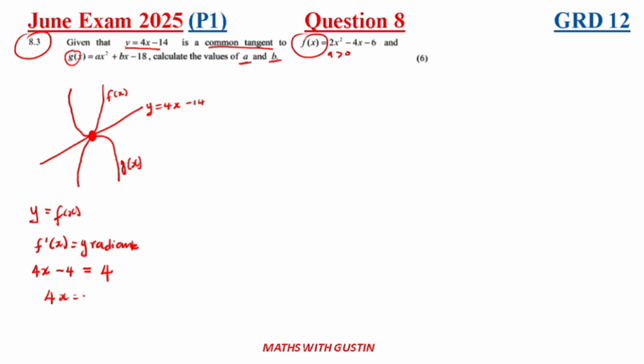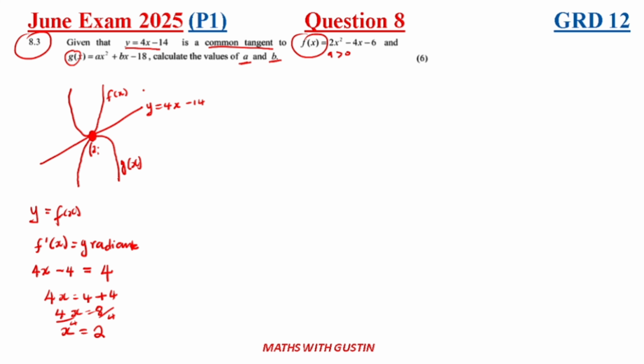In this case, we have 4x is equal to 8. Then you divide by 4 on both sides. Therefore our x value is equal to 2. Right, so now you have 2 there as our x value. Now how can we find the y value?